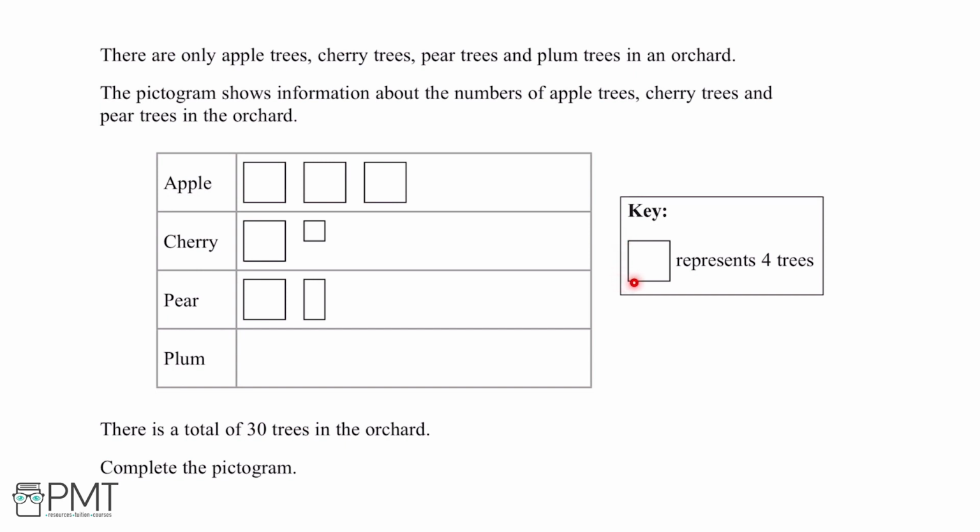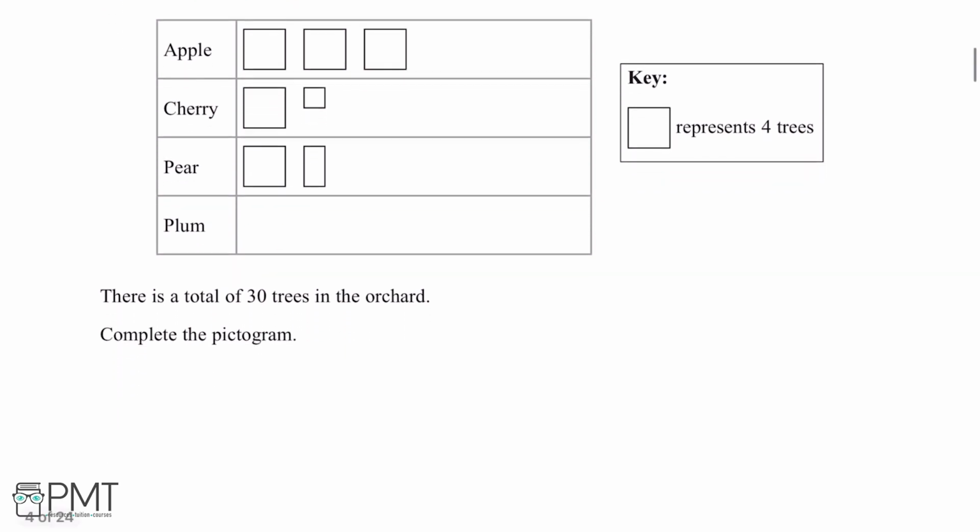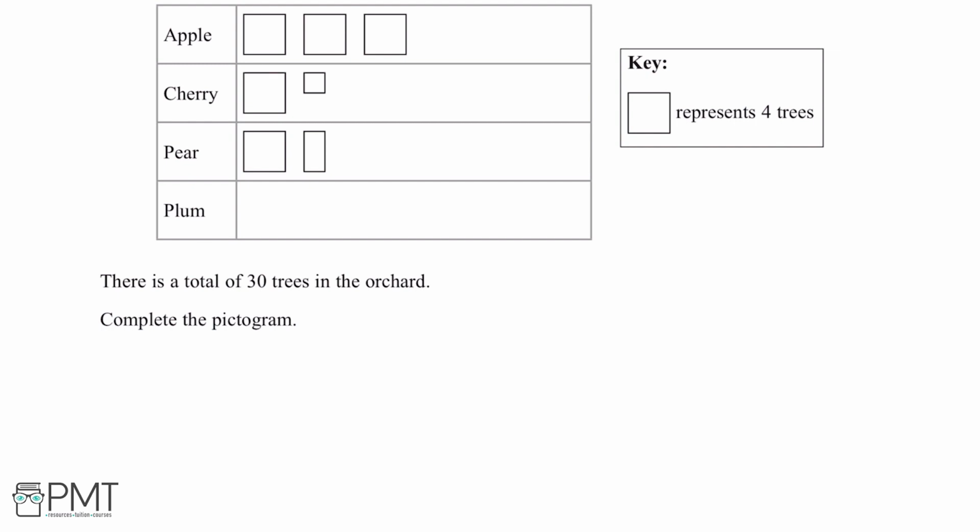And this is that one large square represents 4 trees. And we've been told in the question that this pictogram already shows the information about the number of apple, cherry and pear trees. So we'll only need to fill in the plum trees. So the first thing we can do is count up how many apple, cherry and pear trees there are. And if one large square represents 4 trees, and there are 3 large squares in the apple row, each representing 4 trees, then this means in total there are 12 apple trees.